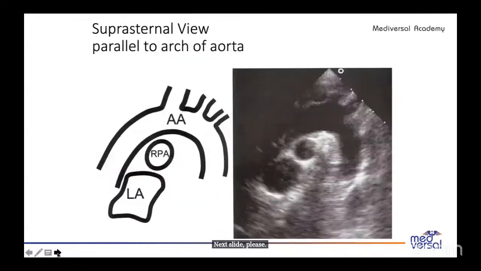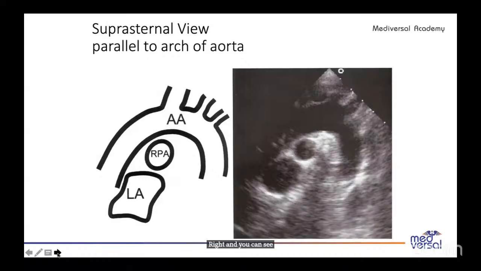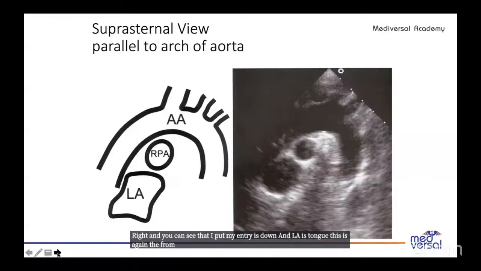Now the suprasternal view, parallel to the arch of the aorta. Now you have to see the suprasternal view, right? Parallel to the arch of it. From here again you can see the aorta, and from the aorta the three vessels which bifurcate, right? And you can see the right pulmonary artery is down and the LA is down. This is again the aortic arch view.